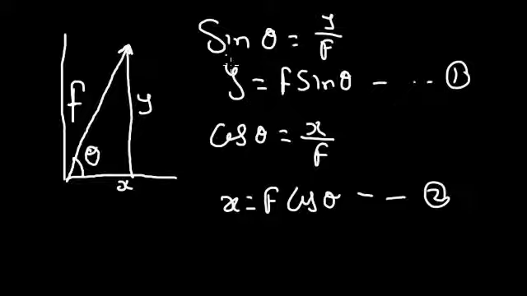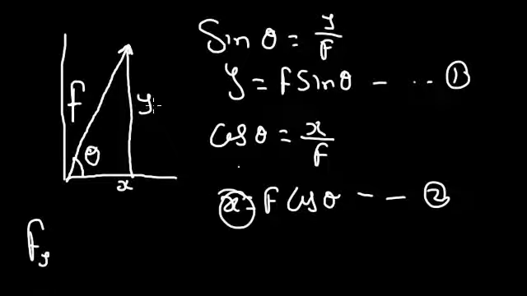Now sometimes, instead of having it as y, or in some textbooks you might see it as f sub y, and this one as f sub x. So don't panic, they are referring to the corresponding components respectively. So how does it work? Let's consider an example.